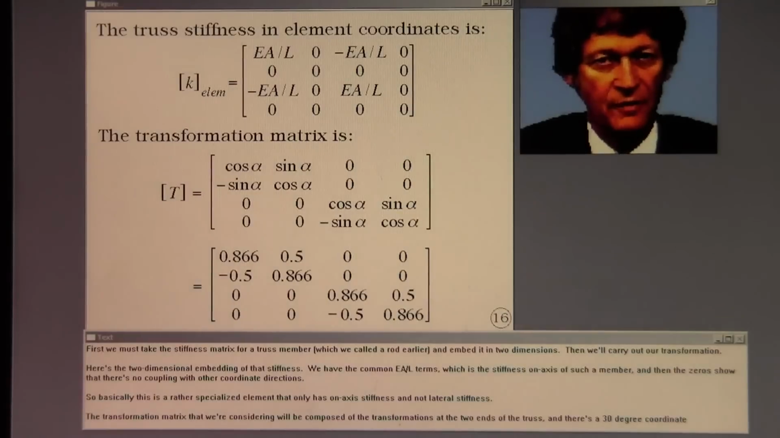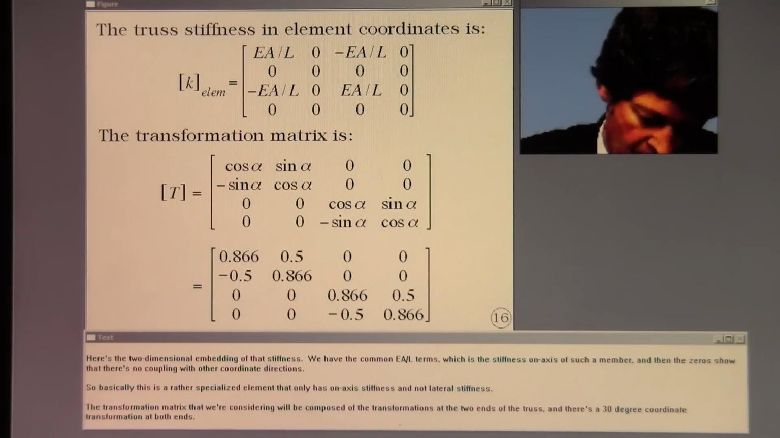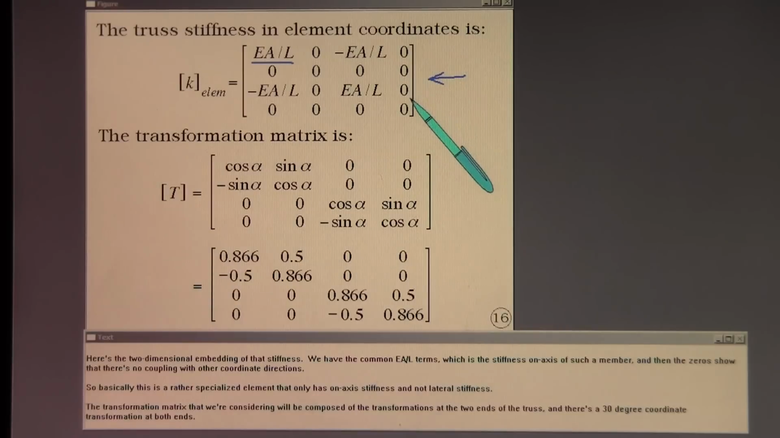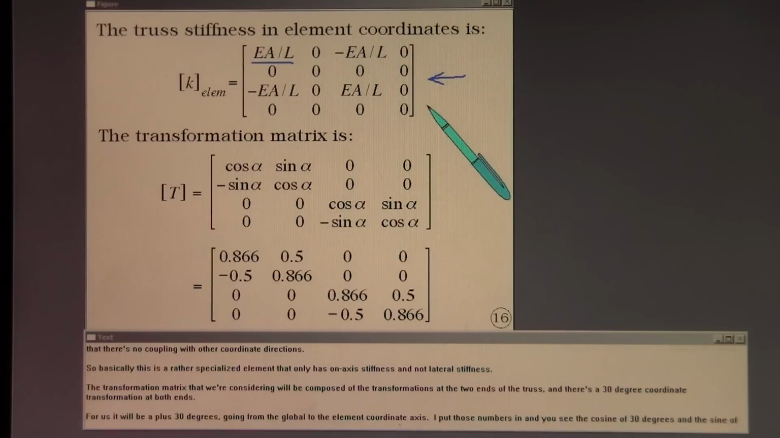First, we must take the stiffness matrix for a truss member, which we called a rod earlier, and embed it in 2 dimensions. Then we'll carry out our transformation. Here's the 2-dimensional embedding of that stiffness. We have the common EA over L terms, which is the stiffness on axis of such a member, and then the zeros show that there's no coupling with other coordinate directions. So basically this is a rather specialized element that only has on-axis stiffness and no lateral stiffness.